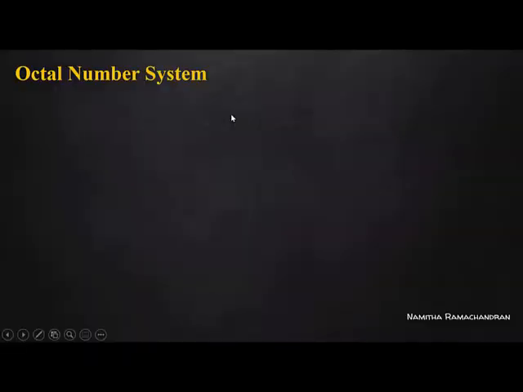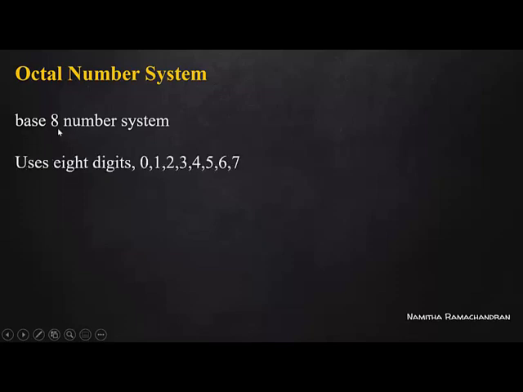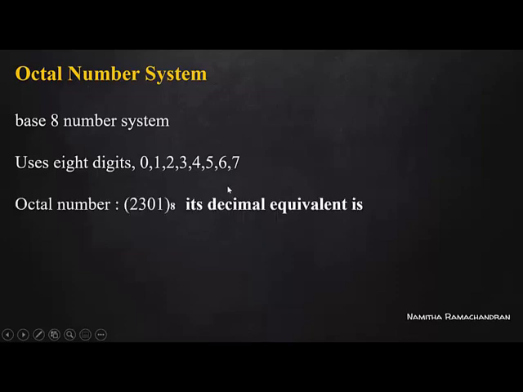Now we can consider our next system, the octal number system. Here the system is of base 8, so we call it the base 8 number system. What are the 8 digits used in the octal number system? They are the numbers 0 to 7. Using these digits we can represent numbers. One example of an octal number is 2301. The digits used here are from these 8 digits.